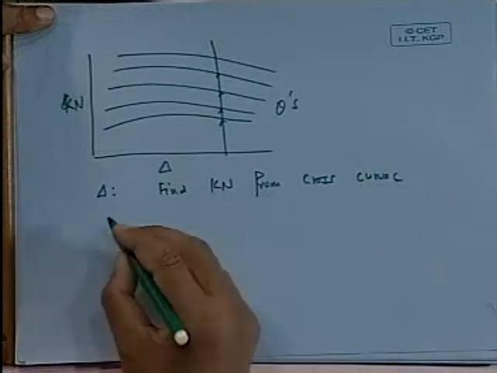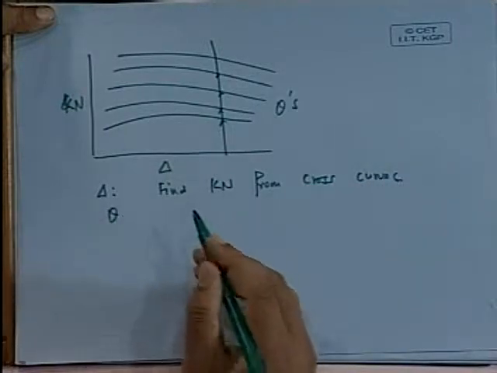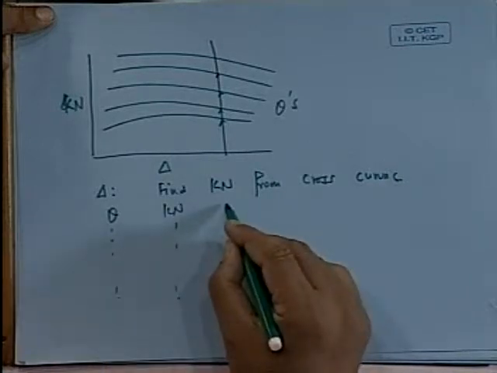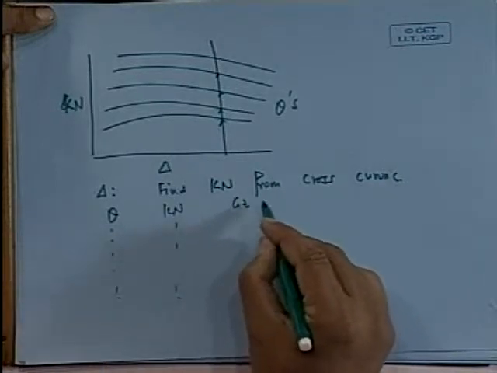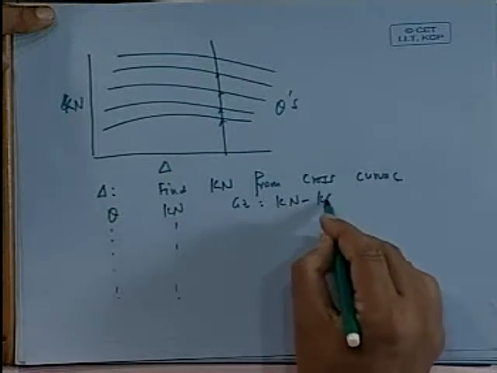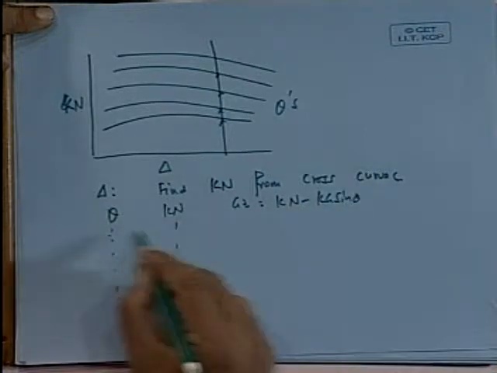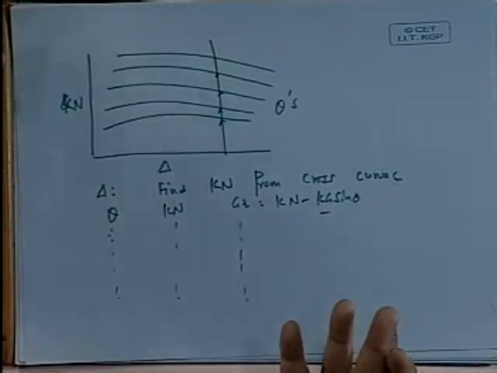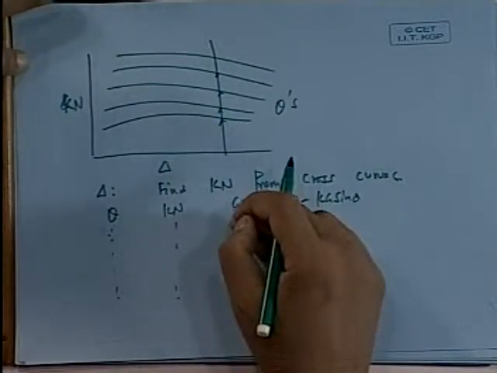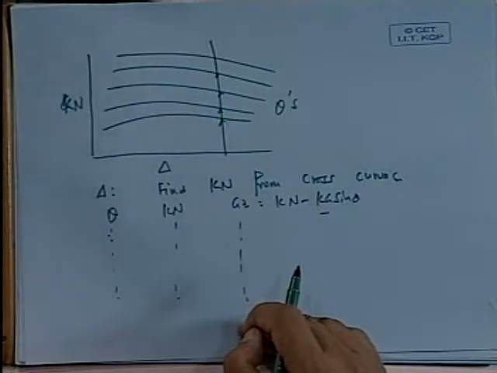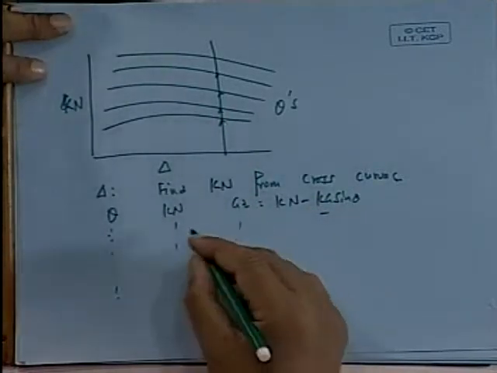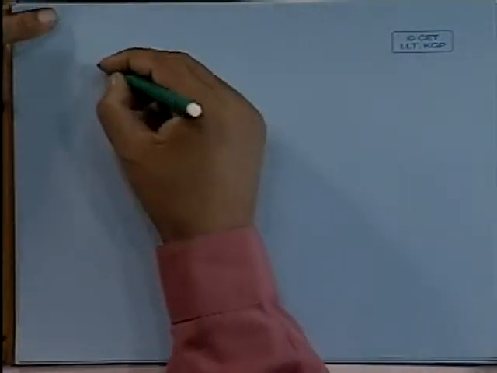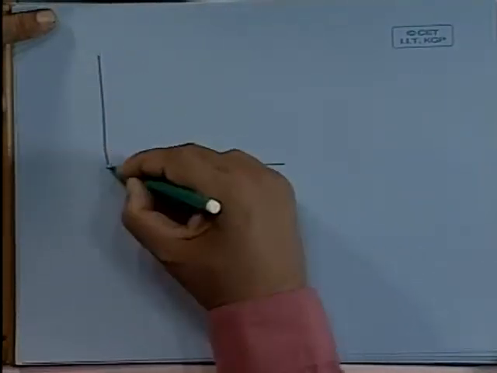So now we have theta and KN. Now you have to find out GZ. GZ becomes simply KN minus KG sin theta. Now theta is here, KG is given, so you can fill this up in just one line, and you end up getting the GZ curve. That's as simple as that. This part is really simple. So you end up getting a curve like this. This is my KN curve.